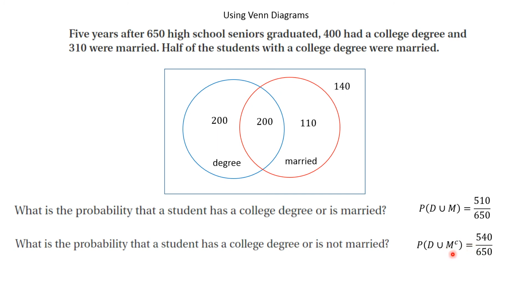And notice here, not married, that's the complement of being married. That's M complement. Everything inside this red circle would be M. Everything outside would be the complement of M.